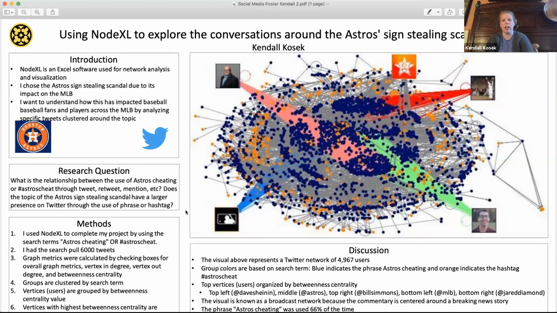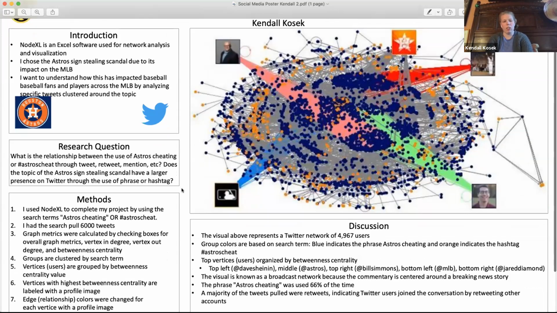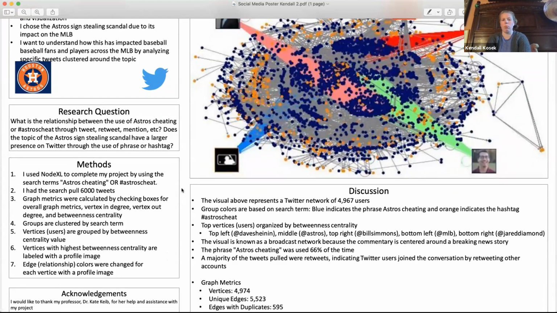So I wanted to look at how this affected baseball fans and players across the major leagues by looking at Twitter. My research question was, what is the relationship between the use of Astros cheating as a phrase or using the hashtag Astros cheat through tweet, retweet, mention, etc.? Does the topic of the Astros sign stealing scandal have a larger presence through the use of this phrase or the hashtag?